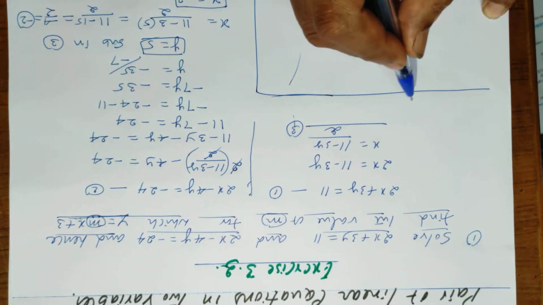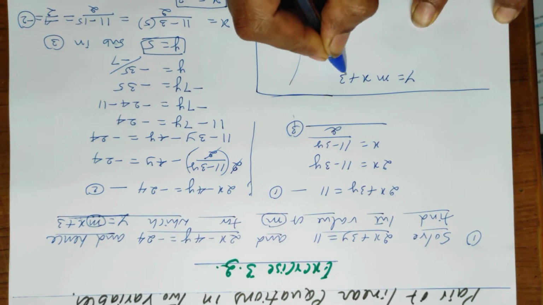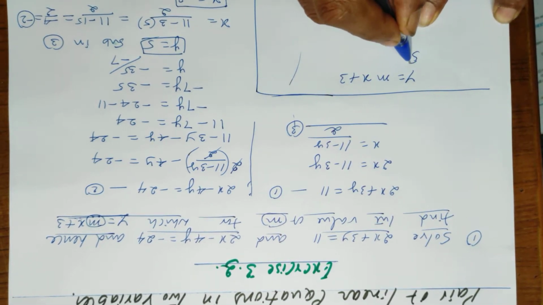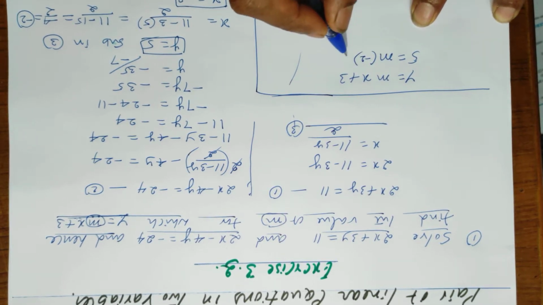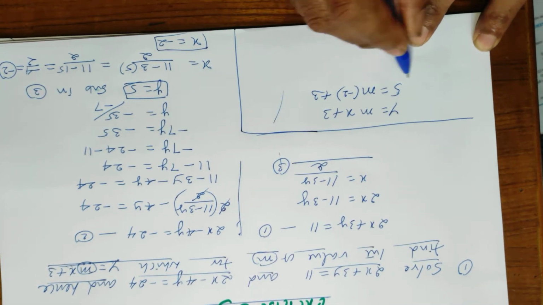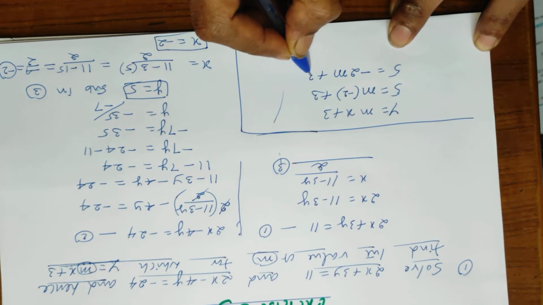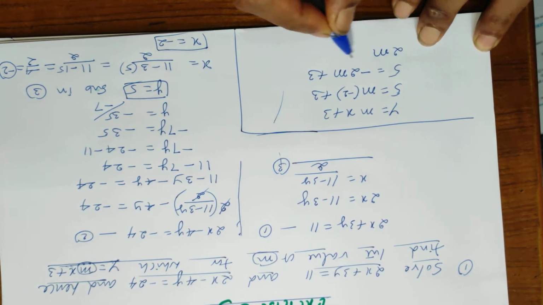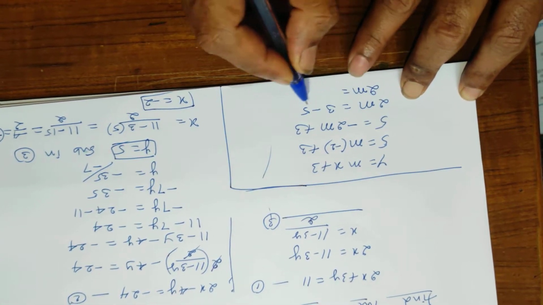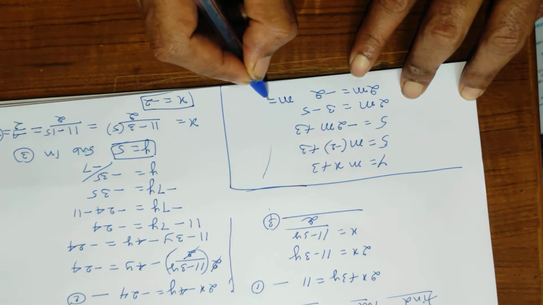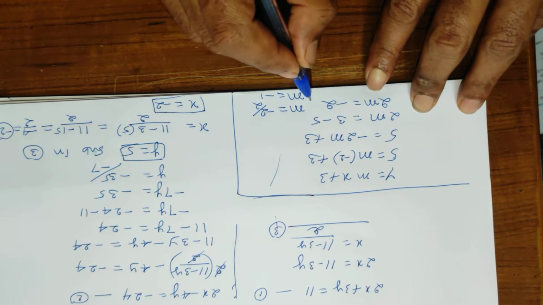So let me substitute the values of x and y in this relation. y is equal to mx plus 3. y is 5, so 5 is equal to x, which is minus 2, m plus 3. So 5 is equal to minus 2m plus 3. Let me transpose. 2m is equal to 3 minus 5. So 2m is equal to minus 2. m is equal to minus 2 by 2. m is equal to minus 1.